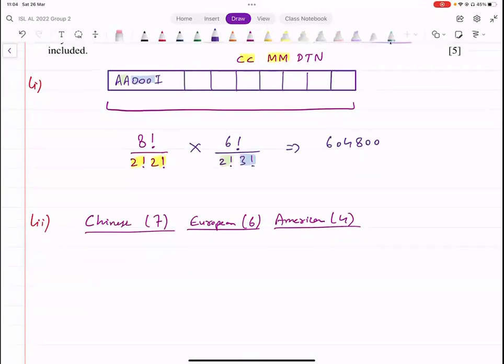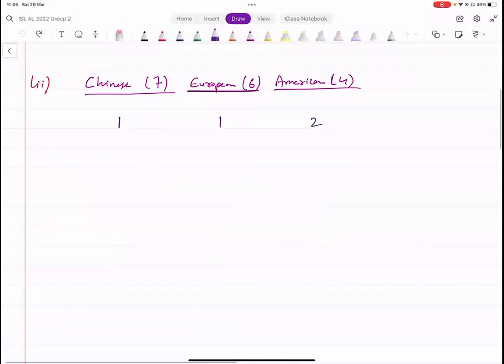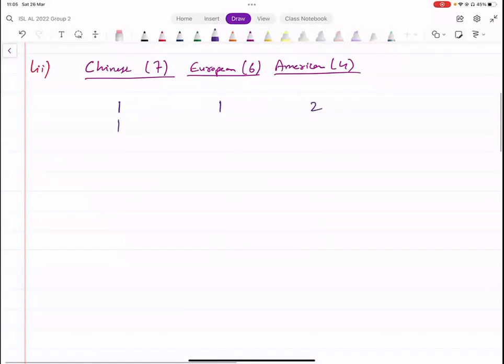Total 4 होना चाहिए. We can have 1 Chinese, 1 European, and 2 American. That's one possibility, right? 1, 1, and then 2 American. Like that, we make cases now. Chinese 1, 1, 2 हो गया. एक केस. फिर आप चाइनीज 1 के साथ और क्या केसेस हो सकते हैं? यू कैन हैव 2 यूरोपियन एंड 1 अमेरिकन, और 1 चाइनीज के साथ और क्या हो सकता है? 3 यूरोपियन एंड 0 अमेरिकन, राइट? 1 चाइनीज के साथ ये 3 केसेस आपके पास हो गए.